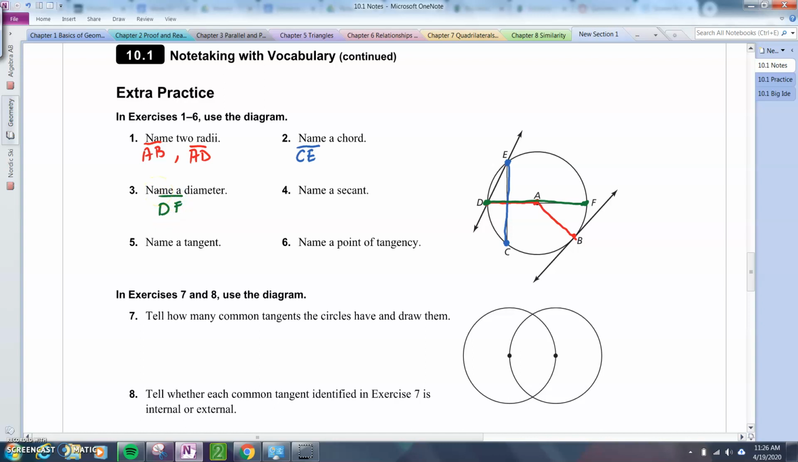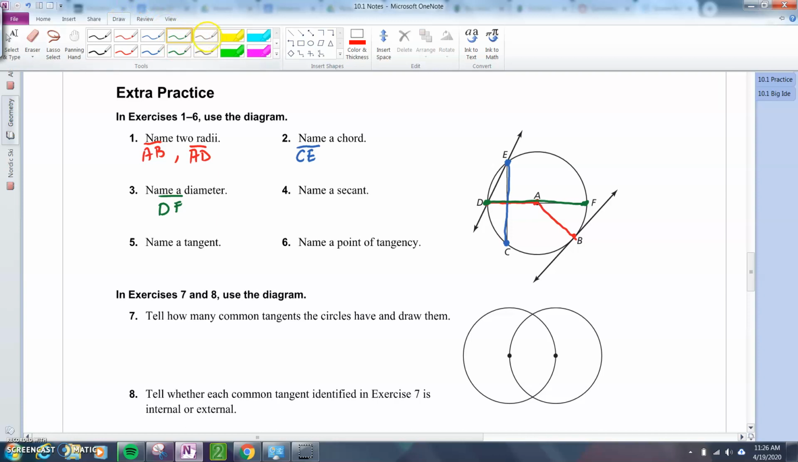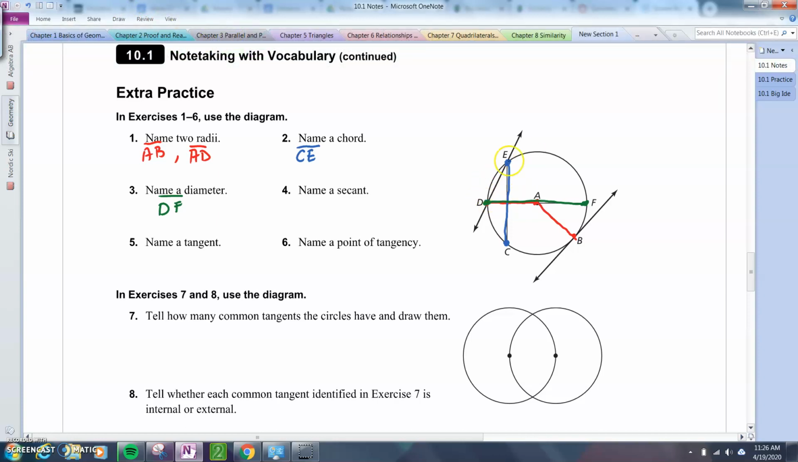Now, a secant. Well, we're looking for a line that intersects the circle at 2 points. We clearly have a line here intersecting at D and E. So our secant is going to be DE. And I draw that little line over the top of it.